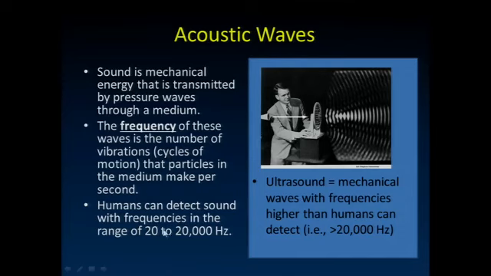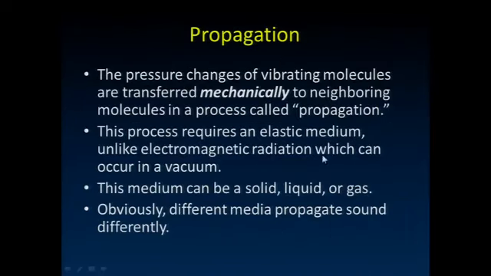Humans can detect frequencies in that 20 to 20,000 hertz range. In ultrasound imaging, we're really working with transducers in the megahertz range, which is why we use the term ultrasound to describe that. Right, so the pressure changes from vibrating molecules are transferred mechanically to neighboring molecules by a process called propagation.